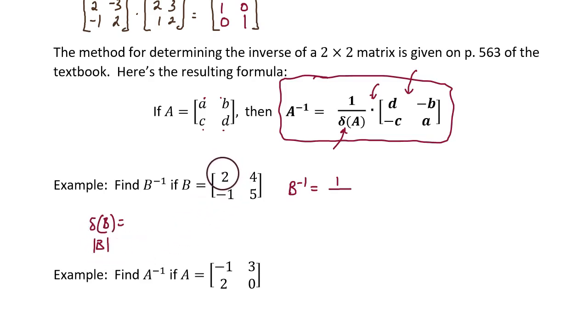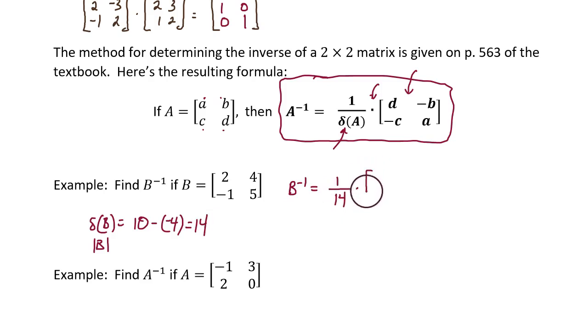Multiply diagonally from top left down to the bottom right. 2 times 5, that's 10. Then subtract the other diagonal, -1 times 4, which is -4. This determinant is 14. So right here in the bottom, fill in 14.